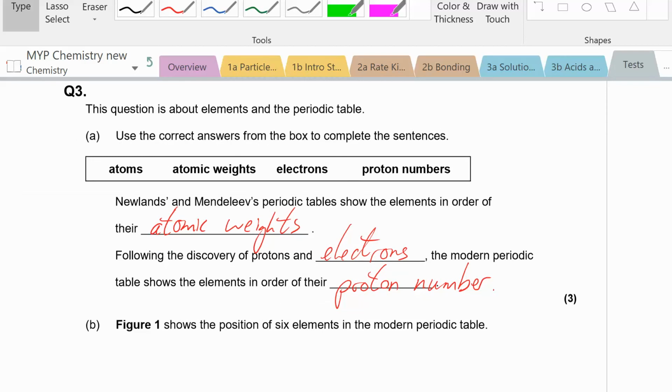Use the correct answers from the box to complete the sentences. So Newlands' and Mendeleev's periodic table shows the elements in order of their atomic weights. So we can cross that one off. Following the discovery of protons and electrons, the modern periodic table shows the elements in order of their proton number. So they go up 1, 2, 3, 4, and so on. 1 being hydrogen, 2 being helium, 3 being lithium, and it continues. So they're ordered by their proton number.